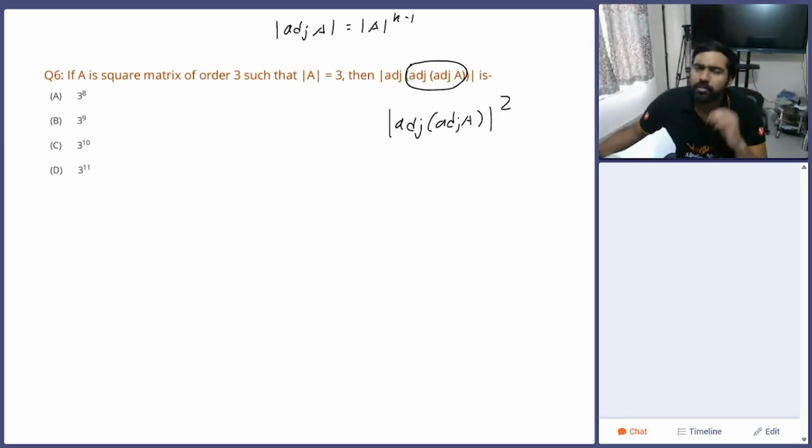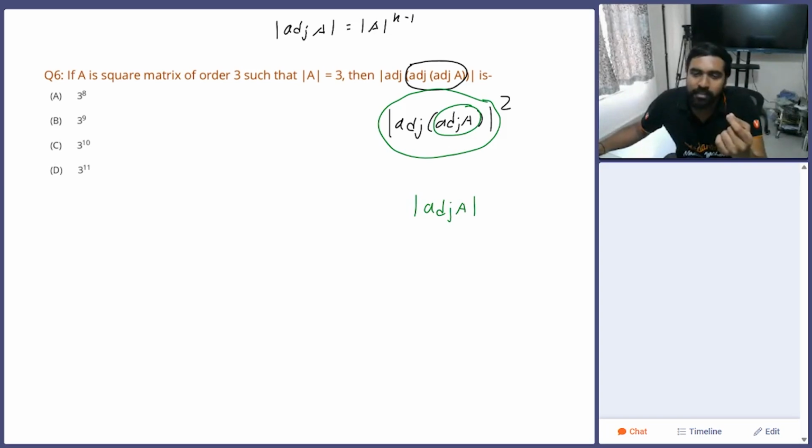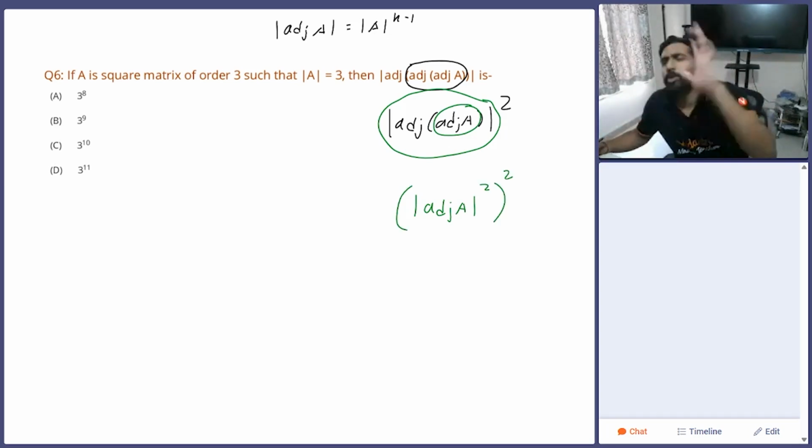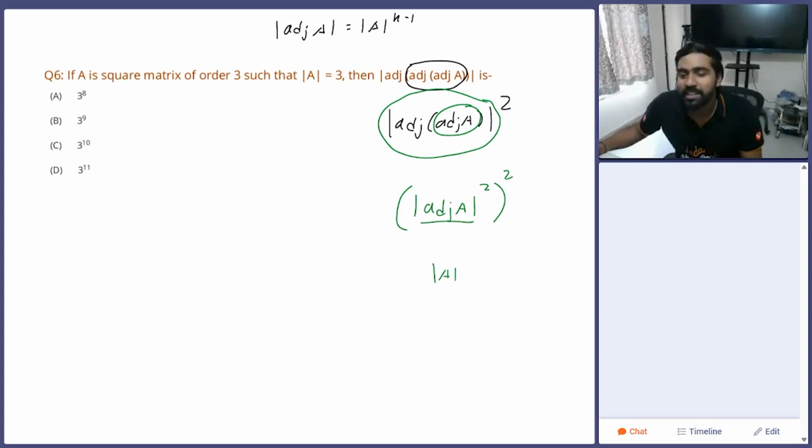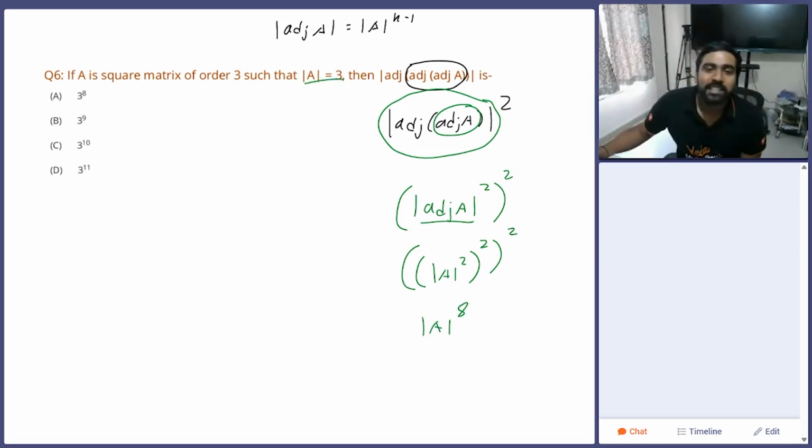Perfect. Now, forget about that square. Just look at the inside part. Again, I have determinant of adjoint of something. So can I say again, whatever that something was, adjoint of A power 2 will be the determinant of adjoint of A. Just that there is one more square out there. But yeah, no problem. Again, determinant of adjoint of A. This is determinant of A power 2, power 2, power 2. That's determinant of A whole 2 into 2 into 2, 8. So determinant of A is given to you as 3. So what is the answer? 3 power 8. Option A will be the answer for this question.